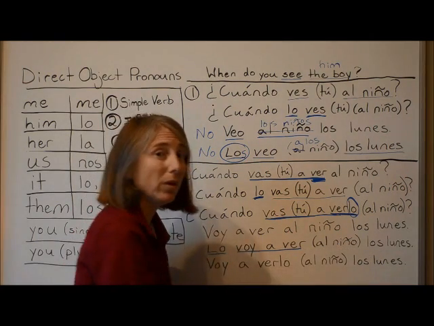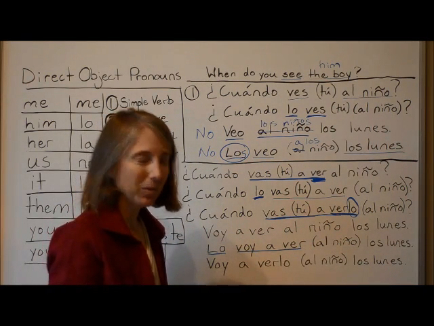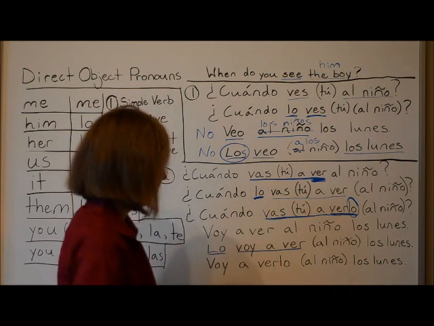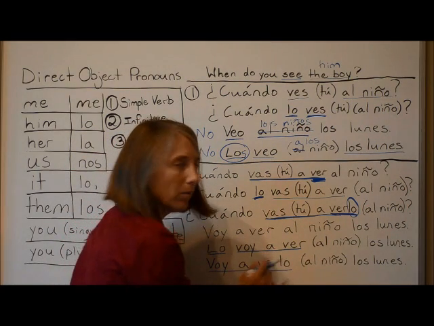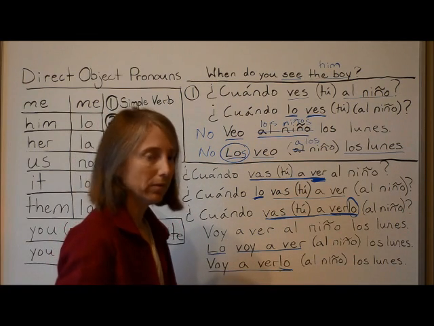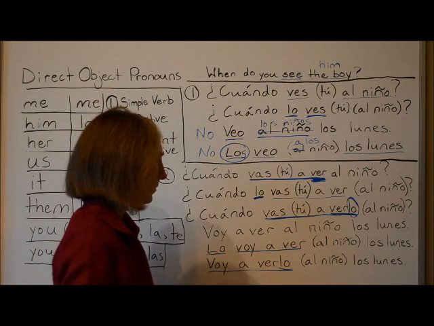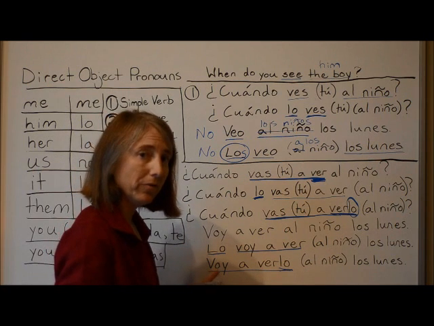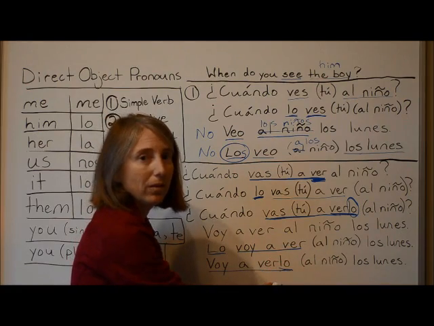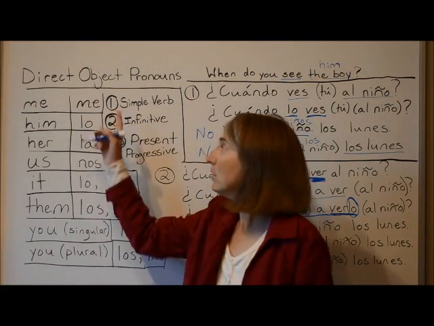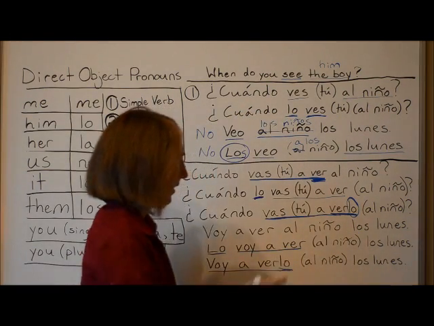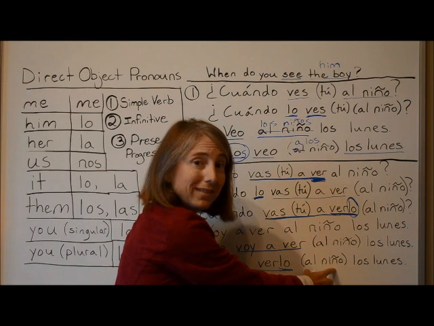We could put al niño on there, or we could leave it out. It's optional. Or we can tack it onto the infinitive verb, just like we did in the question. Voy a verlo al niño los lunes. Okay? So with verb phrases that have an infinitive verb at the end of the phrase, we can put lo or la or whatever direct object pronoun we're using on the end of that verb. And optionally, we can put the direct object still in the sentence.